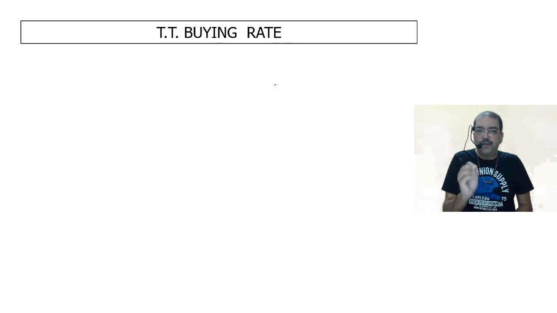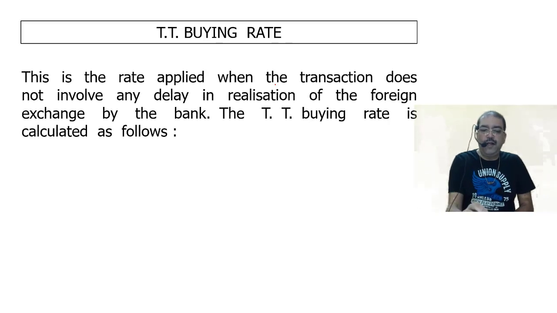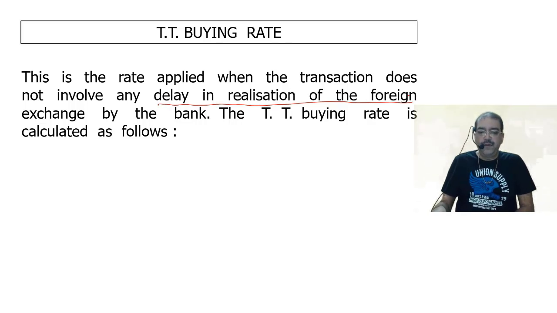So you are asking the bank, debit my bank account and prepare a demand draft in dollars, and take the equivalent amount from my bank account. If you are doing like that, then what is applicable is the TT buying rate. No delay in realization of foreign currency, because the bank will be getting cash immediately. Fine. Now, how to calculate that? Spot rate is taken.